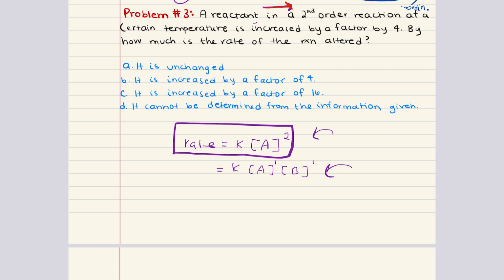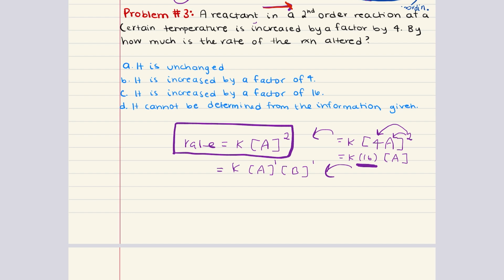All right, let's just play along. If that was the case, then we would want to write this as K multiplied by 4 times A squared. This squared gets distributed to both of the things inside. And so what we would have is K times 16 multiplied by the concentration of A squared. Here, the rate will increase by a factor of 16 if the reaction is second order with respect to the reactant.